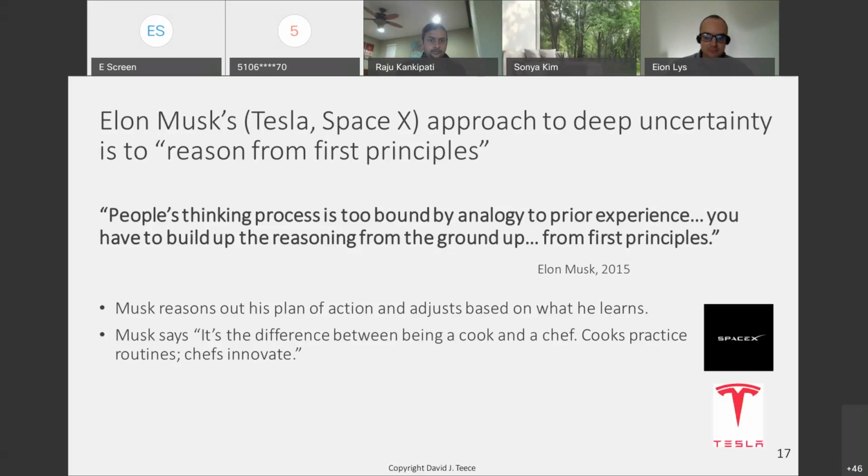And Musk draws this beautiful analogy. He's not the first one to do it. It's the difference between being a cook and a chef. Cooks practice routines, chefs innovate. Cooks have strong ordinary capabilities that chefs innovate. So, my question to you, you want to be a cook or a chef? And I think too much of the business school curriculum is about teaching you how to cook and not teaching you how to be a chef.